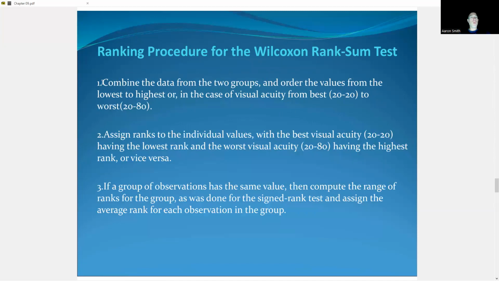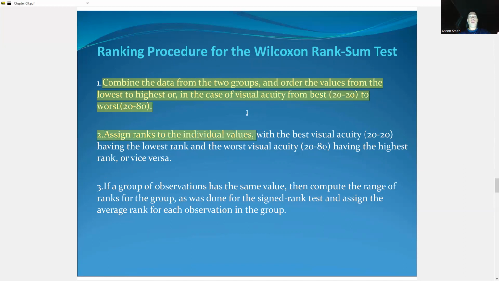All right, so what I'm going to do is combine the data for the 2 groups and order the values from highest to lowest in terms of the measurements I'm interested in. Now, when I do this, I need to keep track of which data point comes from which population. So I've got 2 populations. I want to check to see, do they have the same central tendency?